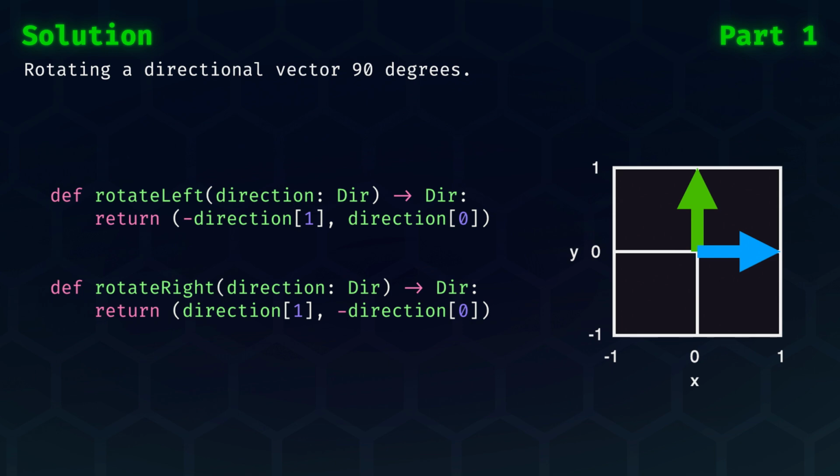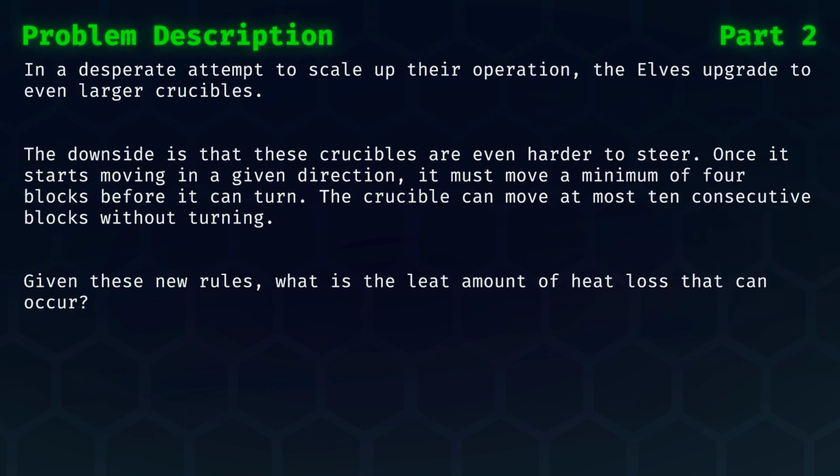And that was it already. You should now have all the means to solve part 1. Let's go to part 2. In a desperate attempt to scale up their operation, the elves upgrade to even larger crucibles. The downside is that these crucibles are even harder to steer. Once it starts moving in a given direction, it must move a minimum of 4 blocks in that same direction before it can turn. The crucible can move at most 10 consecutive blocks without turning. Given these new rules, what is the least amount of heat loss that can occur?